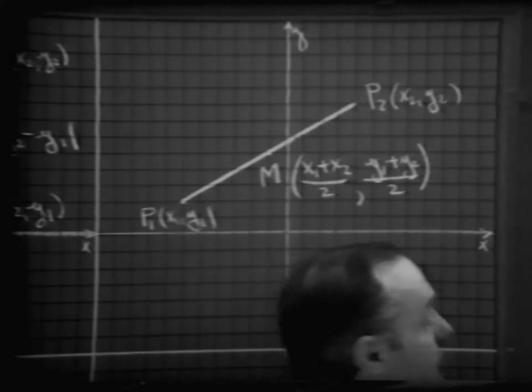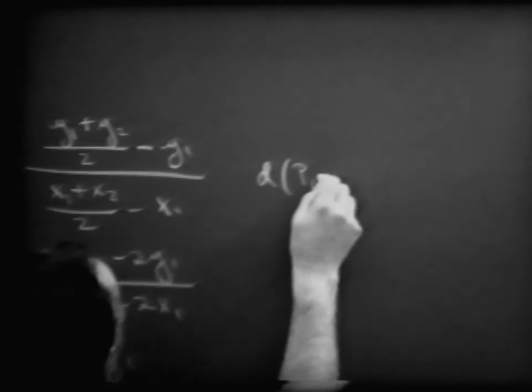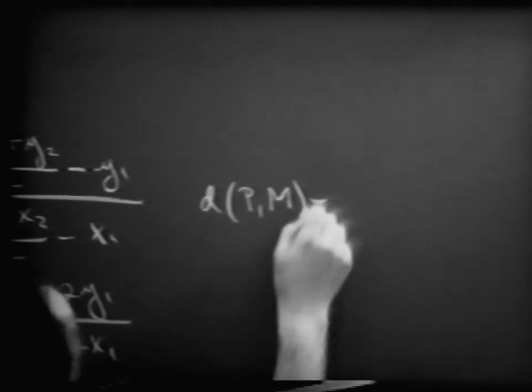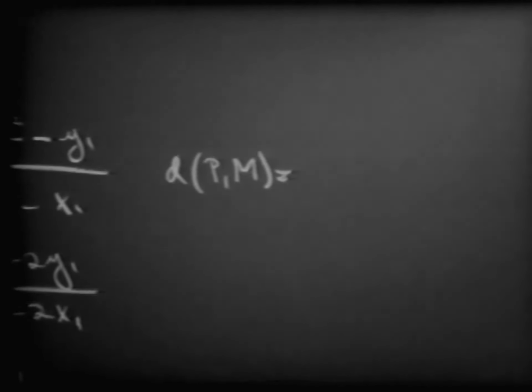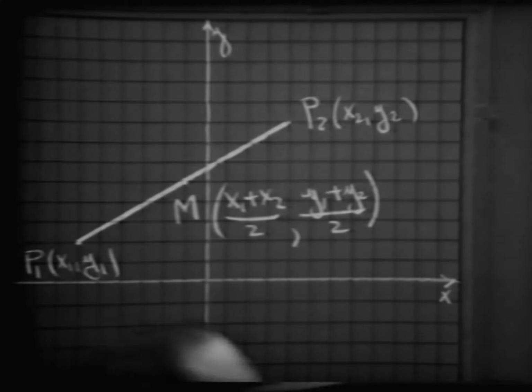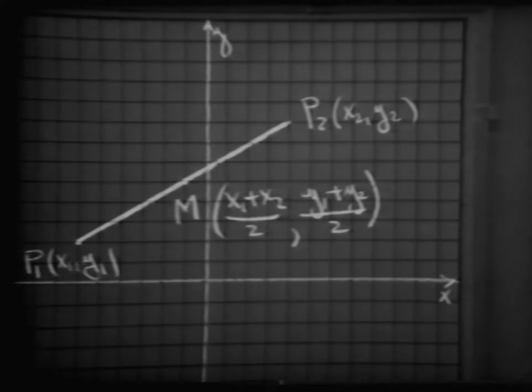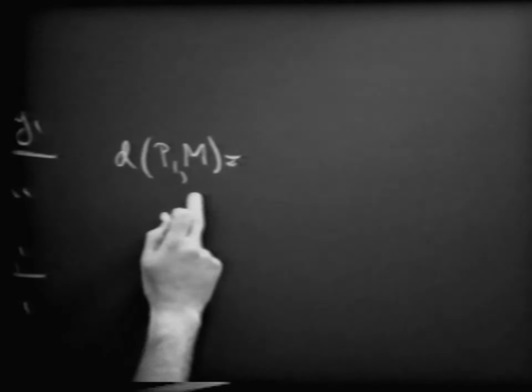Now let's turn to, say, the distance formula, and let's talk about the distance from P sub 1 to M. And what would we like to show that this distance is equal to? This distance we would like to show is what? 1/2 of the total distance, is that right? So let's indeed try to do that. The distance from P sub 1 to M, let me use the notation of P sub 1 comma M. And what then would we say about that?